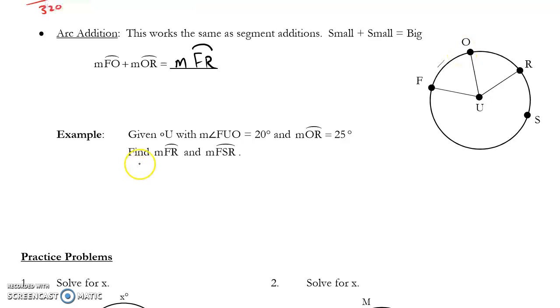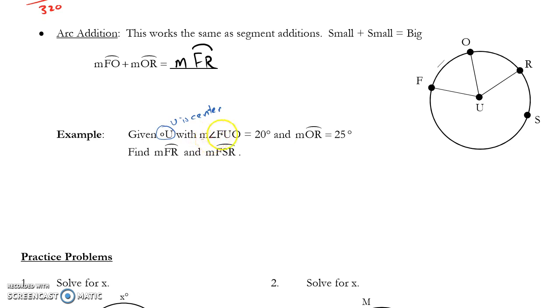In our example here, if I am given circle U, because I've told you that it's circle U, you can assume that U is the center, which is important because that's going to help us identify information as far as central angles, which help us identify minor arc measures. All the terminology and all the symbology here is really important.